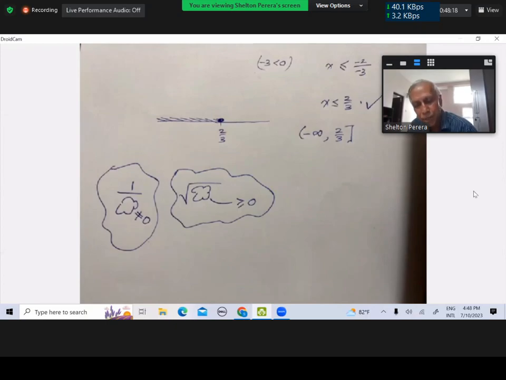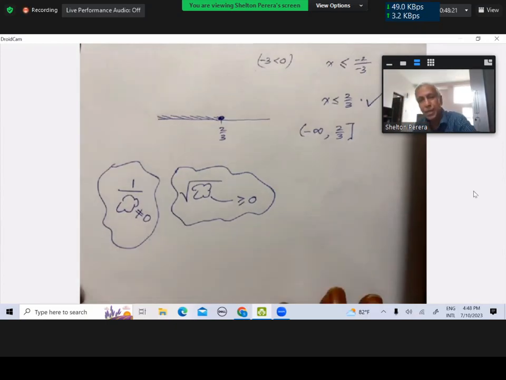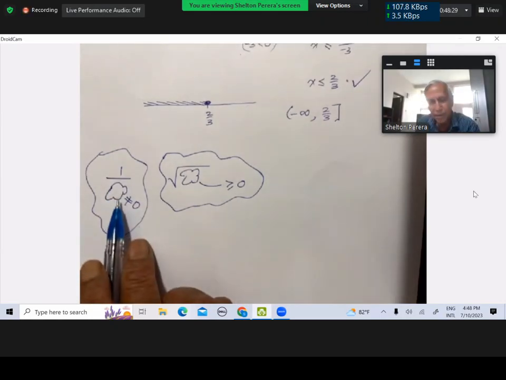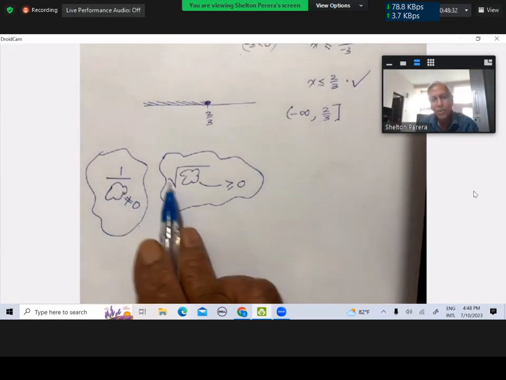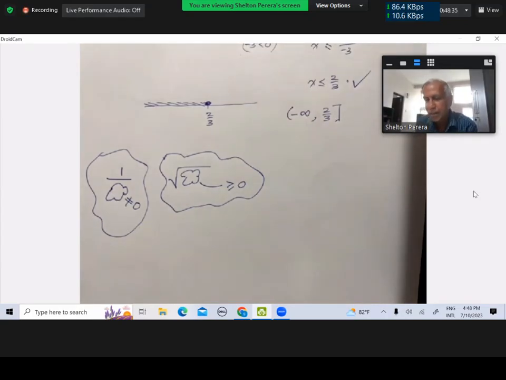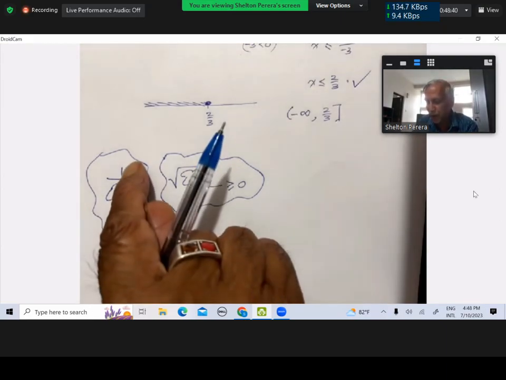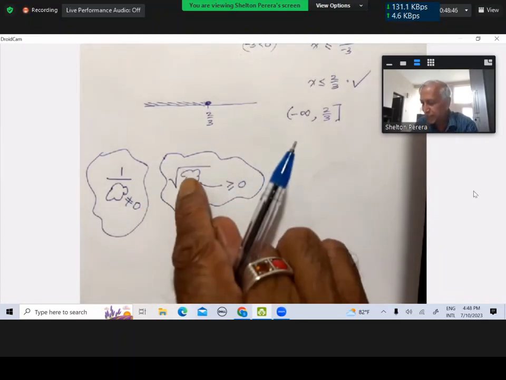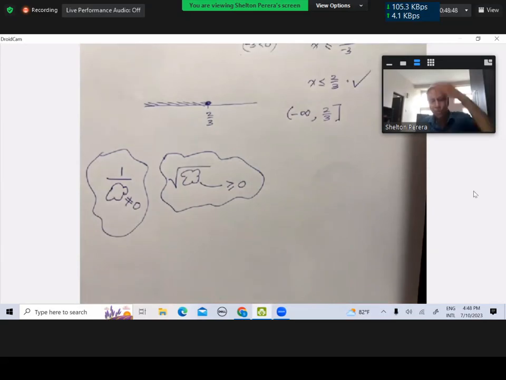When the domain is not explicitly mentioned, in almost all types of applications that we encounter, it would be either there is a denominator or inside a square root. If you have 1 over something, bottom should not be 0. If you have square root of something, inside should be greater than or equal to 0, should not be negative. That is what I did in the previous two problems.